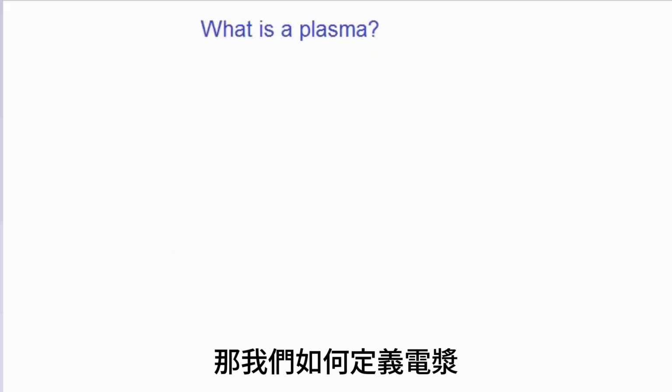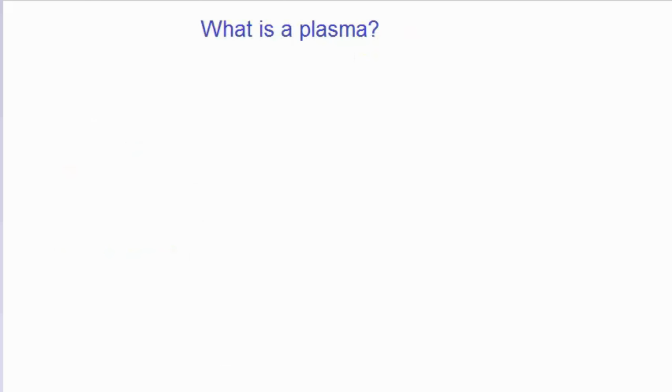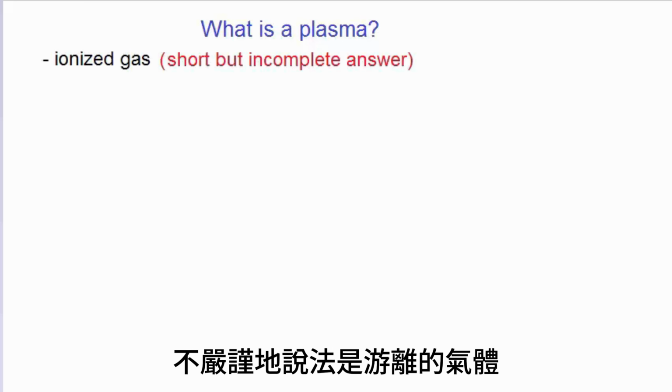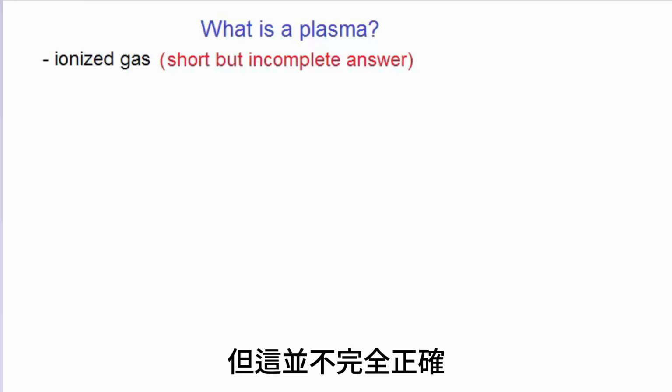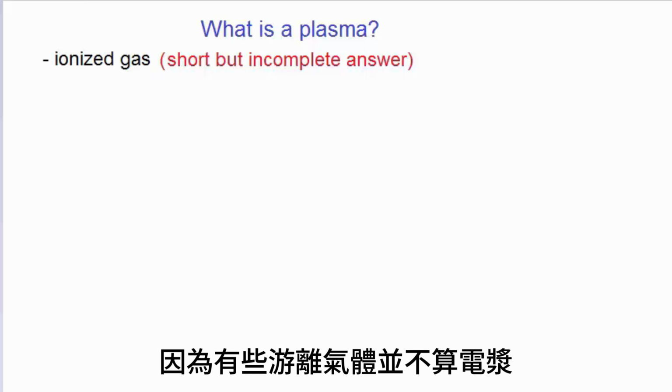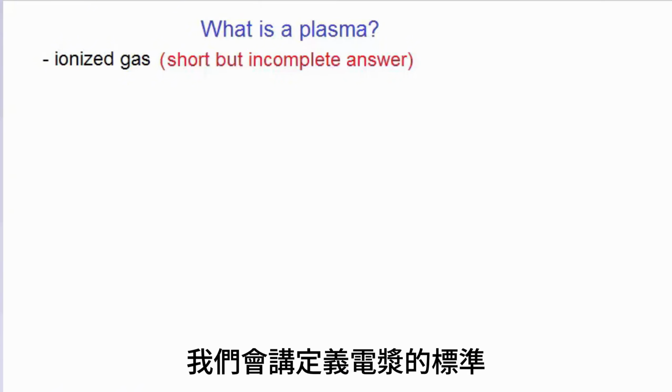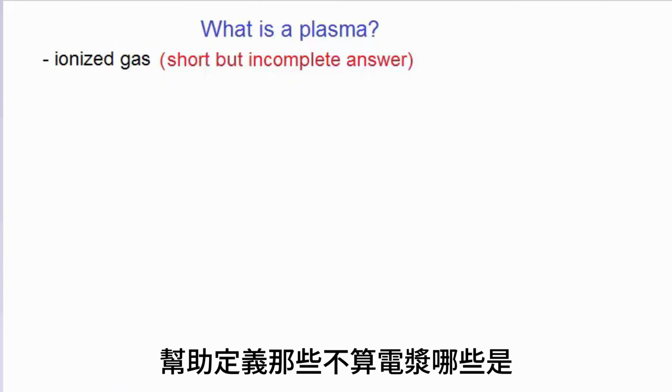So how do we define what a plasma is? In short, you can say it's an ionized gas, but that's not a completely correct answer, since there are some ionized gases that are not plasmas. By the end of this lecture, we'll present criteria that helps to distinguish between those two situations.